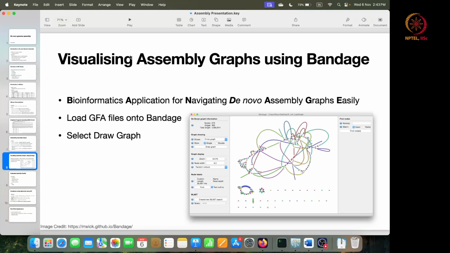The tool that we will use to visualize these graphs is called Bandage. Bandage stands for Bioinformatic Application for navigating de novo assembly graphs easily. Bandage allows us to process a wide variety of graphical formats. We will only be looking at GFA, and the process is very simple.